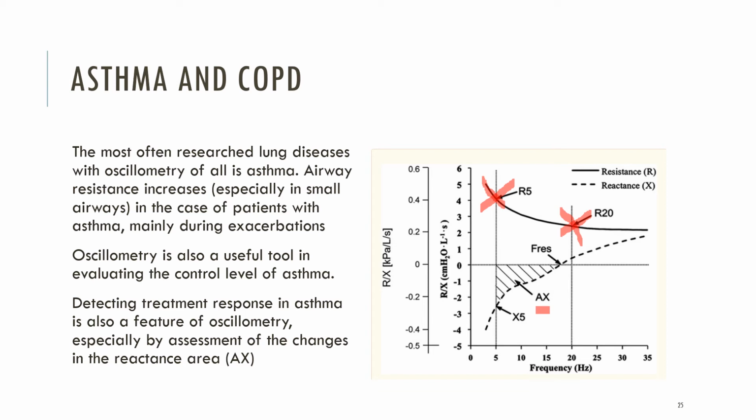Another word for reactants is compliance. So they look at the area under the curve. They look at this area right here, and they look to see if there's any kind of positive response as a result of that. So one of the hallmark signs of asthma and COPD, especially with the IOS test, is to look for changes in R5, changes in R20, and changes in the R5 to R20 ratio, and also to look at the area under the curve for compliance changes, which is measured by AX. So keep that in mind because our next few slides are going to go into a little bit more detail about this.